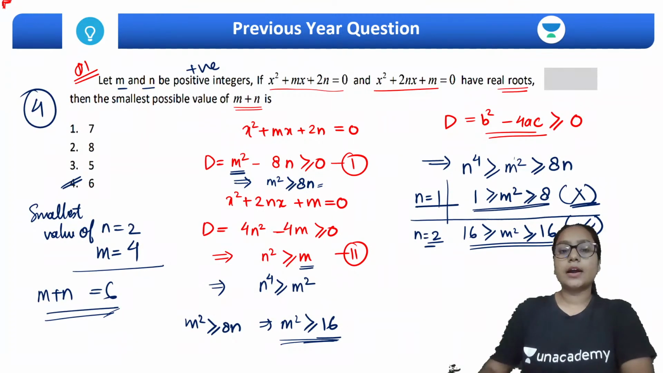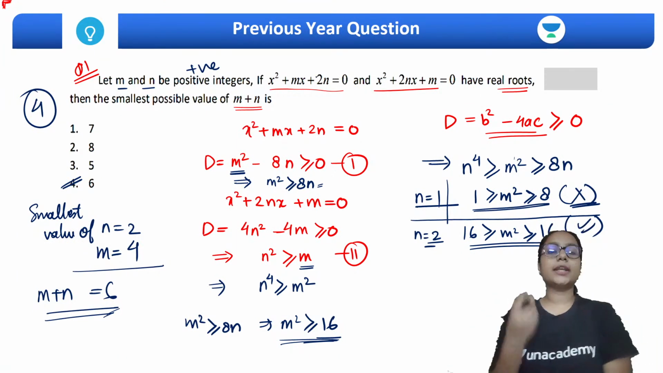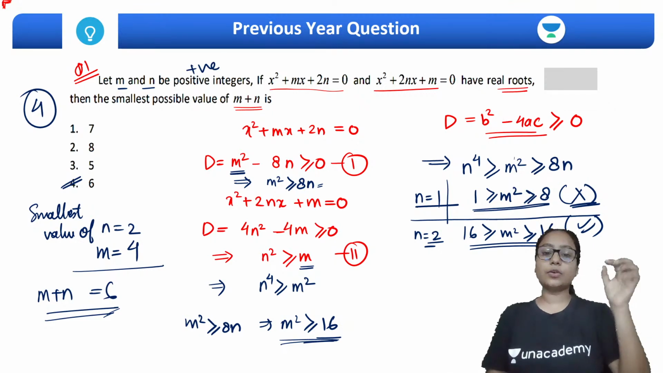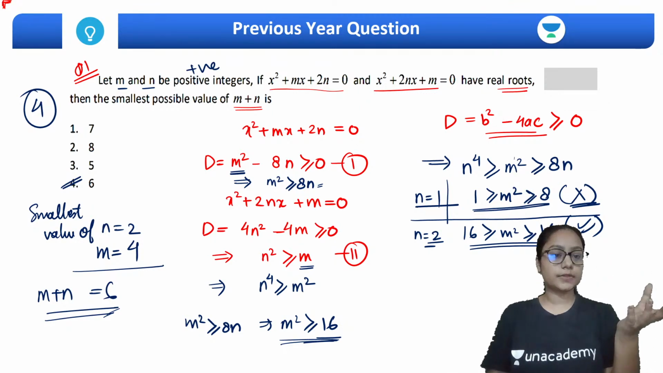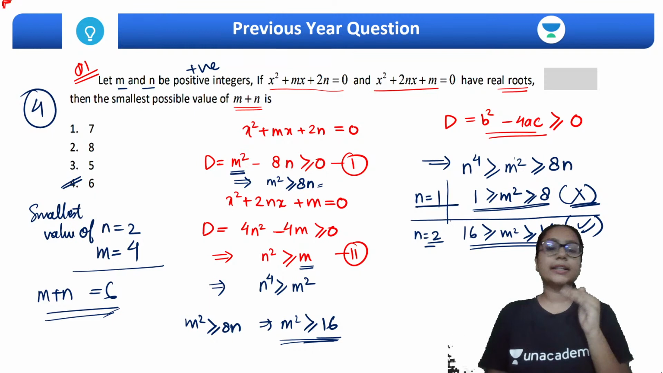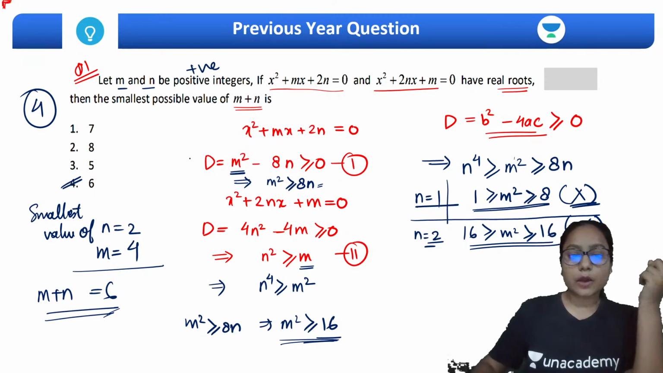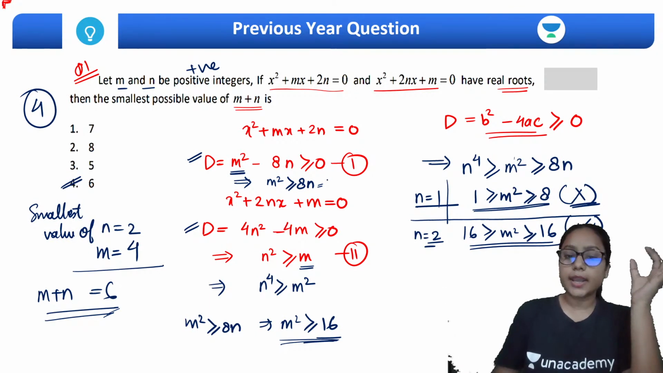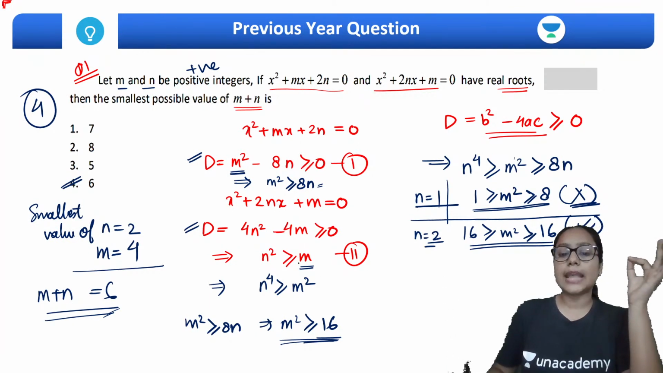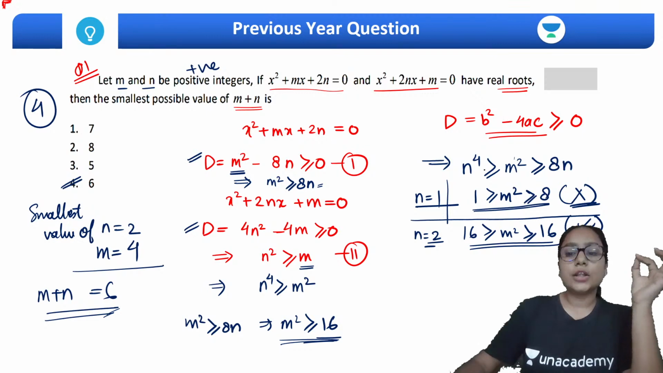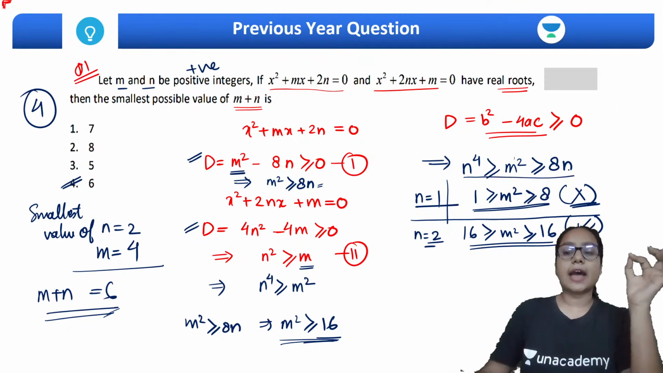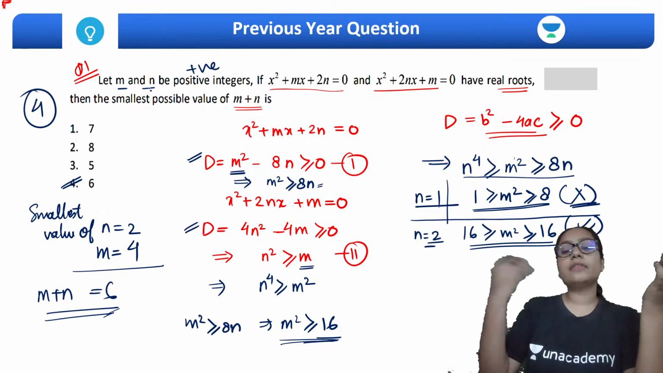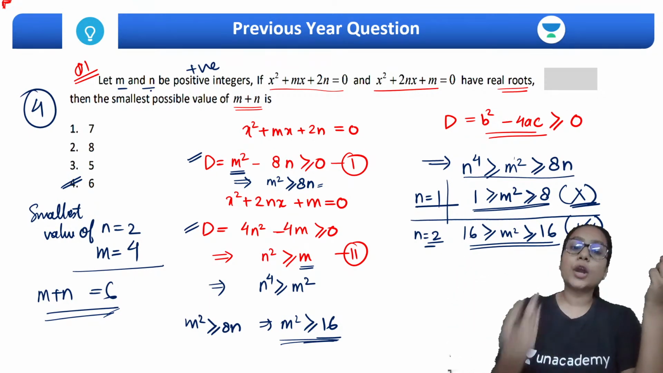Let's see. You have two quadratic equations which have real roots. And when do two different quadratic equations have real roots? When their discriminant is greater than or equal to 0. So I just found their discriminants and put them greater than or equal to 0. You get the relationship between m and n. Now this is the final relationship I have between m and n. Now m and n are positive integers and I have to look for the smallest value.